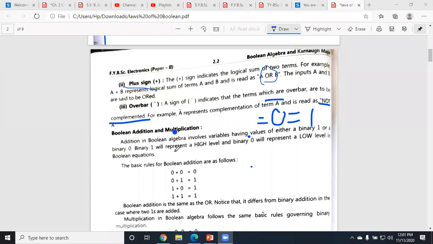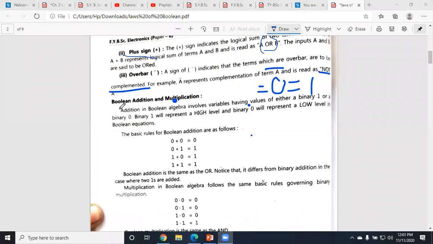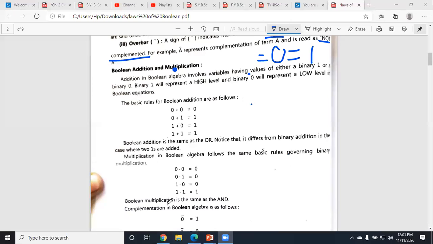Now, next is Boolean addition and multiplication. There are some separate rules for Boolean addition and multiplication, and we have to implement these rules while doing an actual addition or multiplication of a Boolean equation. For addition, what is the rule? 0 plus 0, what will be the answer? 0 only. 0 plus 1, if I add 1 and 0 together, what will be my answer? 1. 1 plus 0, again 1.